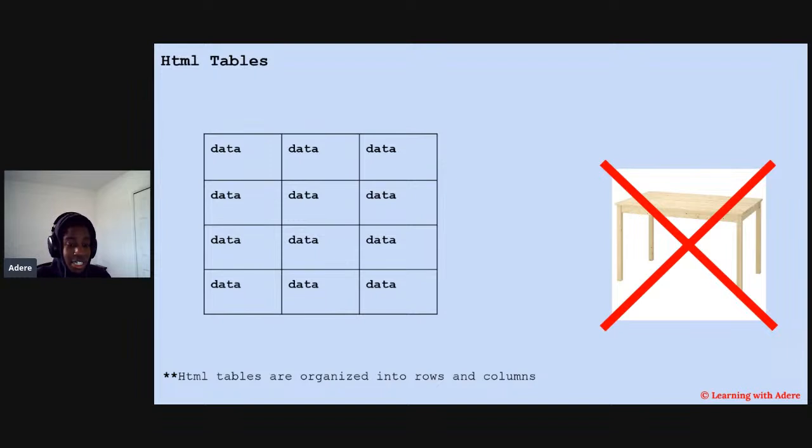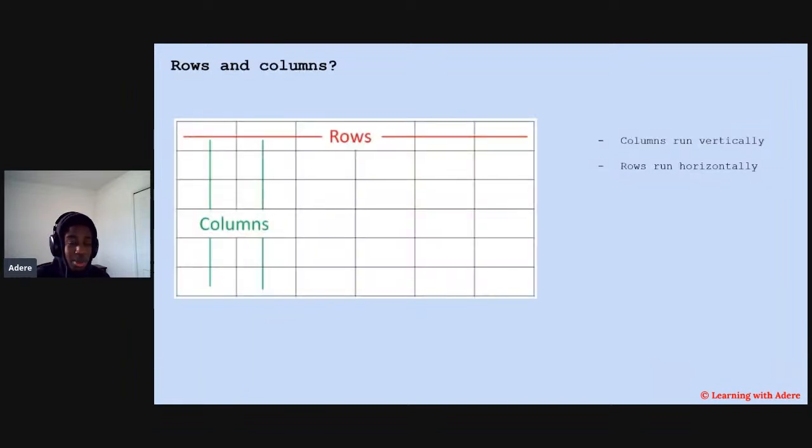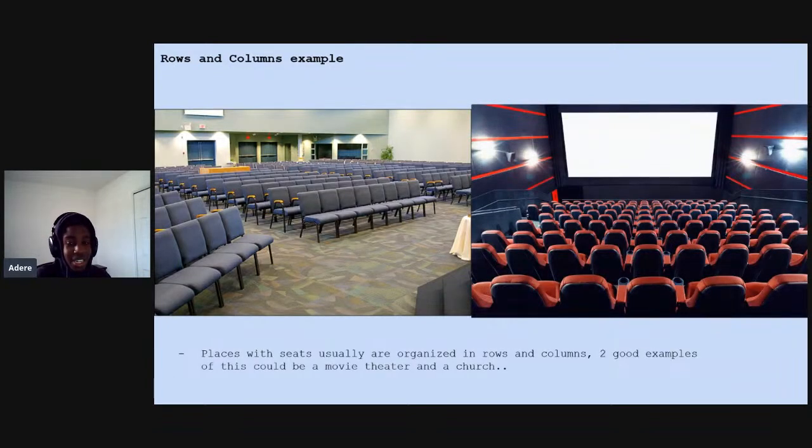So going back to HTML tables. First of all, like all tables, HTML tables are organized into rows and columns. If we're not familiar with rows and columns too well, or mix up the two, rows go horizontally and columns go vertically, like this. Examples of rows and columns: we have chairs seated, maybe at a church or any event where they have chairs, and a movie theater as well. The chairs are usually organized into rows and columns.